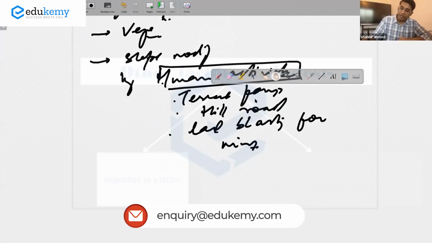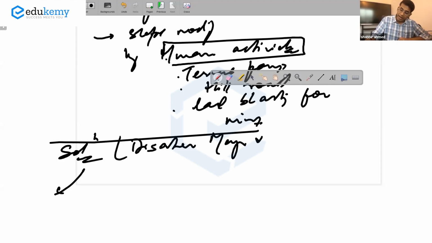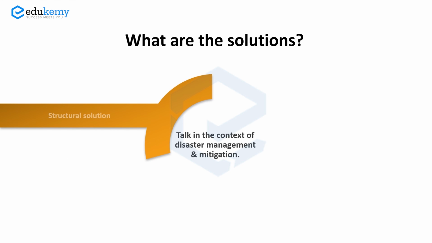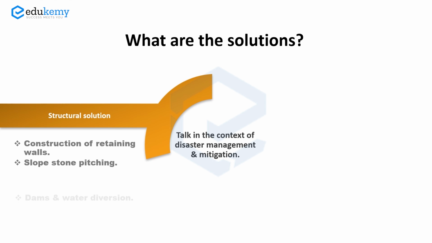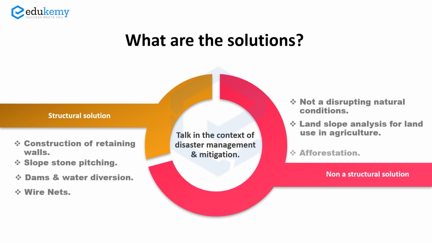And then the question can also include, what are the solutions? The solutions may be discussed in the context of disaster management and disaster mitigation. So the solutions will include structural solutions. I'm talking about construction of retaining walls, slope stone pitching, dams, and water diversion, wire nets, and there are non-structural solutions. These are mostly related to not disrupting natural conditions. इसमें आएगा afforestation, land slope analysis for land use in agriculture.